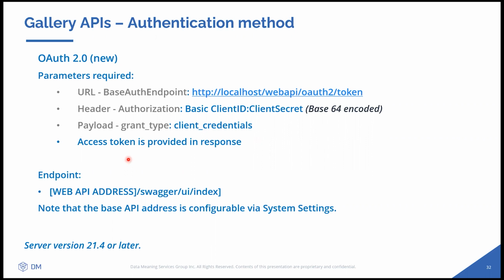And then you can use that access token on all the following requests. The endpoint will be your web API address that you set up in system settings, /swagger/UI/index. And this is only for server version 21.4 or later. Okay.